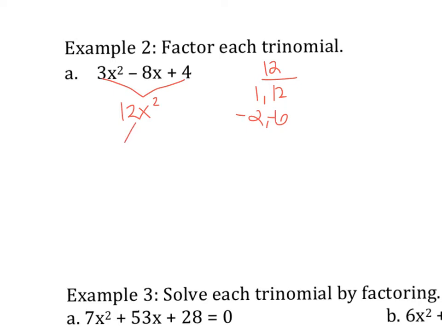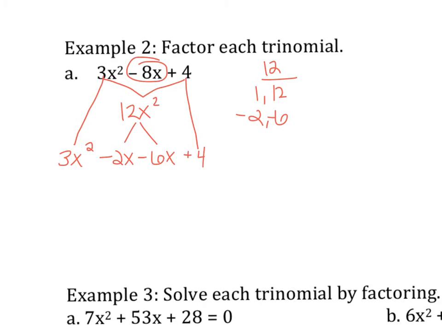So I'm going to split that middle term, and I'm going to split it into negative 2x and negative 6x. And so notice I just rewrote this negative 8x as negative 2x plus negative 6x, or negative 2x minus 6x. And then I'm going to bring down this first term, and then I'm going to bring down this last term.